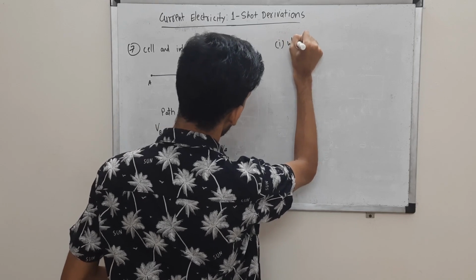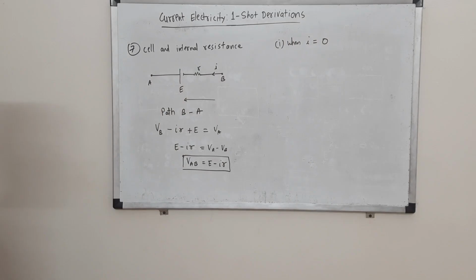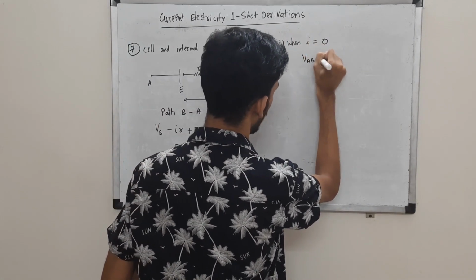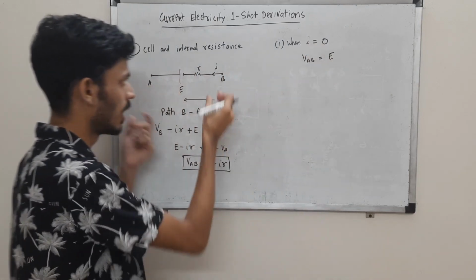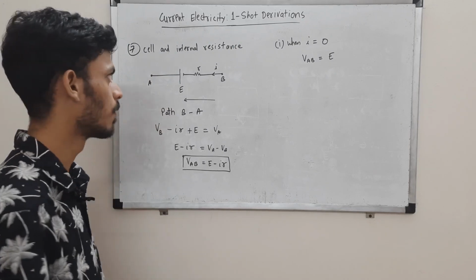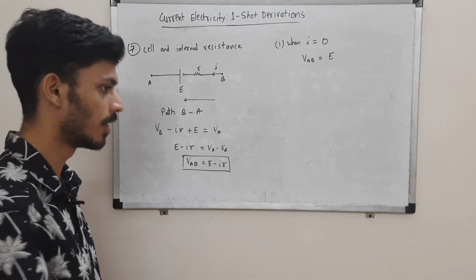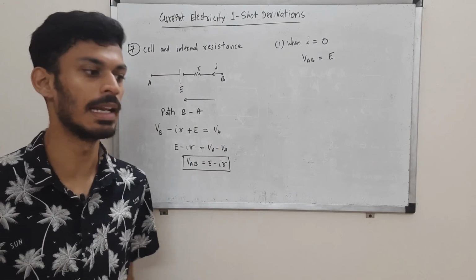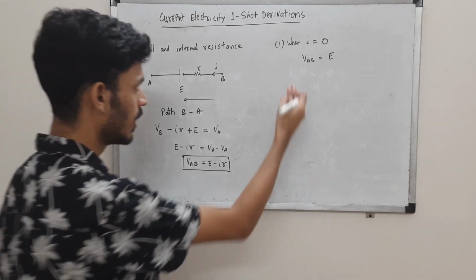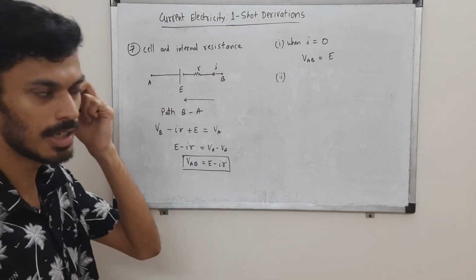First is when I is equal to 0. You're not using it in any circuit; it is just left open. When I is 0, VAB will be equal to E. The potential drop across AB will be nothing but the EMF of the battery. Since there is no current in the internal resistance, whatever voltage difference across the two ends of the battery is the same as your EMF. VAB is equal to EMF when the battery is under no use, when current is 0.